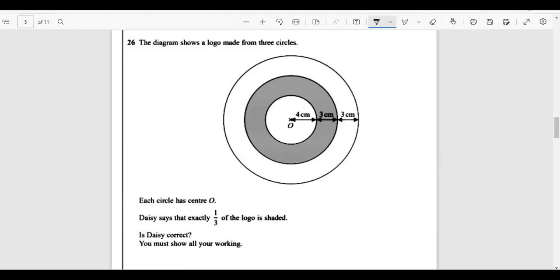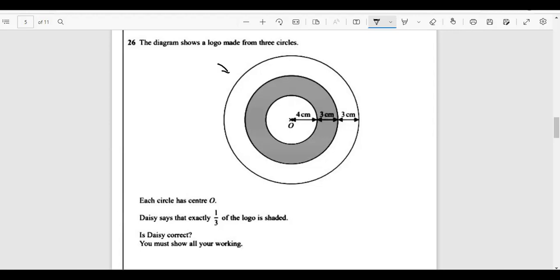Oh, I see. I think 4 add 3 is 7. 7 add 3 is 10. Do you have to times it by 360 to get all of it? Or, okay, wait. It says Daisy says that exactly 1/3 of the logo is shaded.